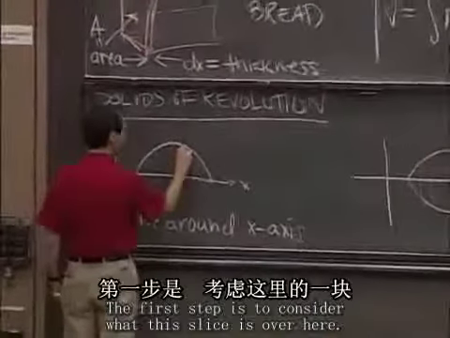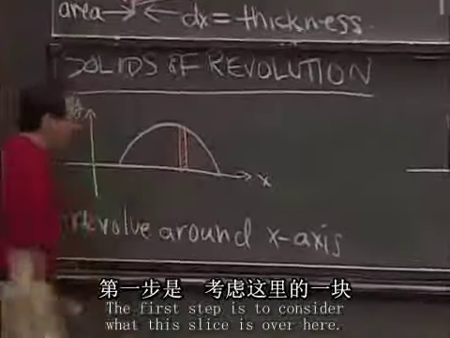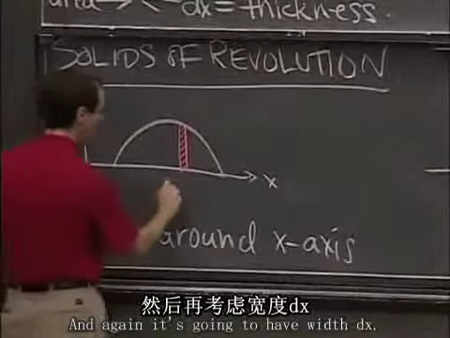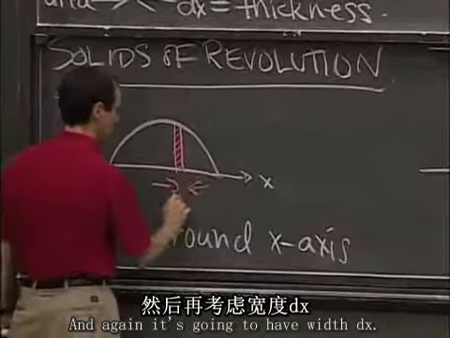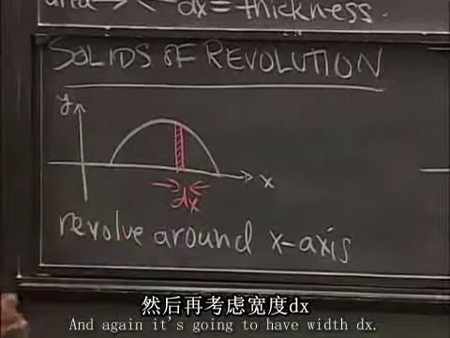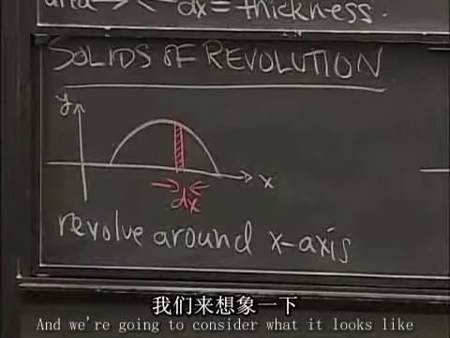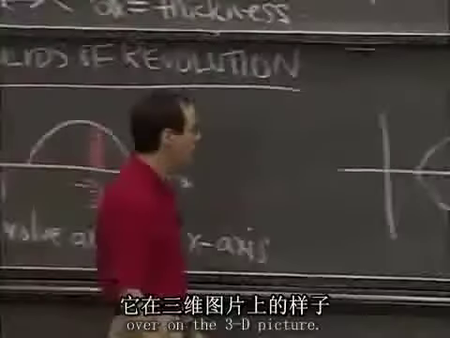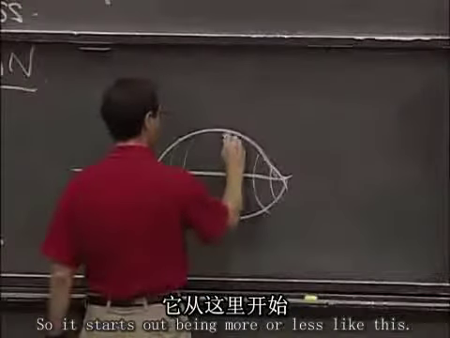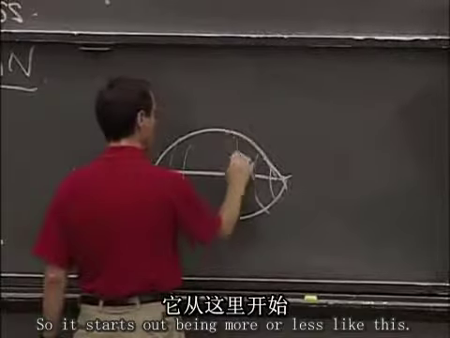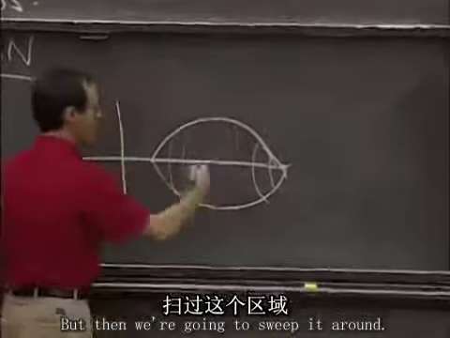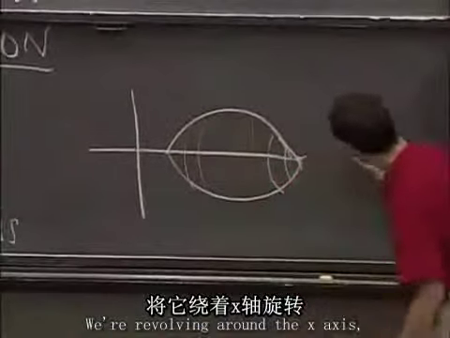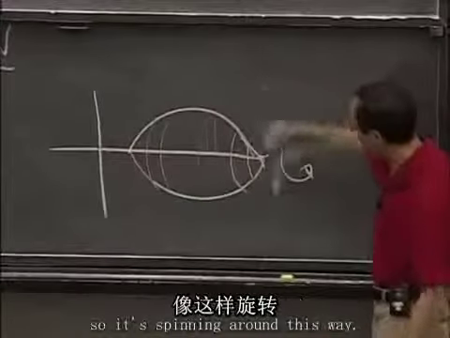The first step is to consider what this slice is over here, and again it's going to have width dx, and we're going to consider what it looks like over on the 3D picture. So it starts out being more or less like this, but then we're going to sweep it around. We're revolving around the x-axis, so it's spinning around this way.